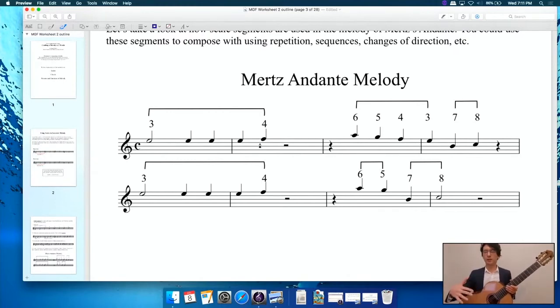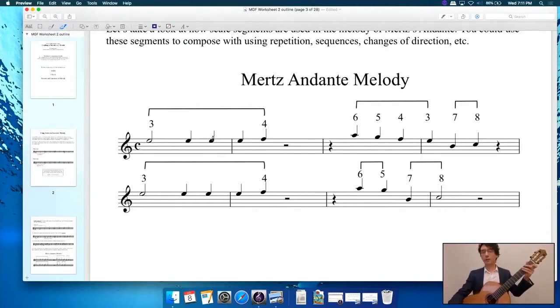It's in the key of C major, so C would be 1, so C, D, E, so 3 is E, and then F is 4. So we have 3, 3, 3, 3, 4. In the next melody, we get a segment going down from 6 to 3, so 6, 5, 4, 3, and then we get a little segment going up, 7, 8.